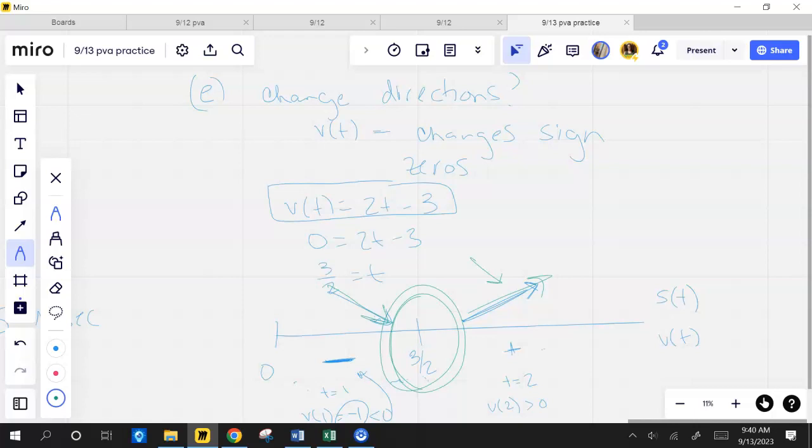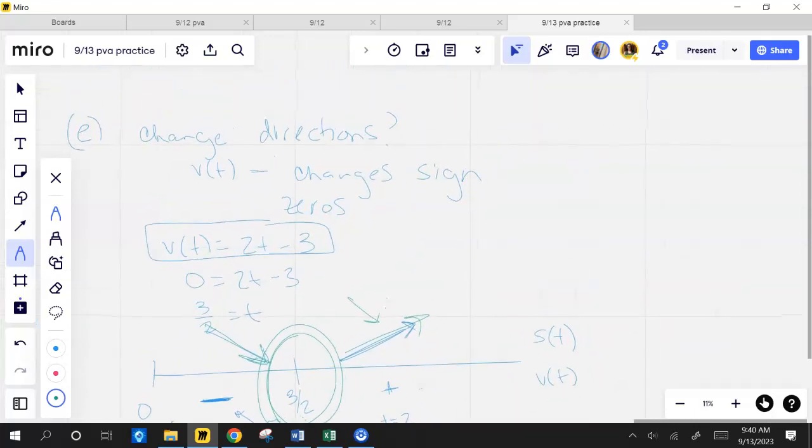Are there more than one? Not for this one, there's not. And that didn't pass the test? None. Then it never changes direction. Yes, that is correct.